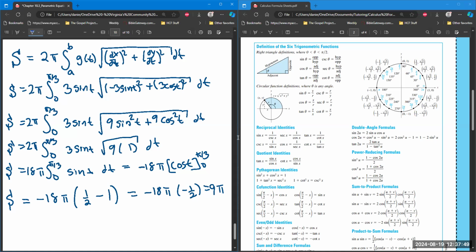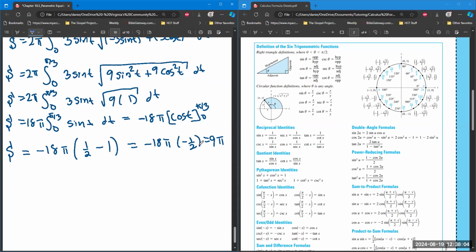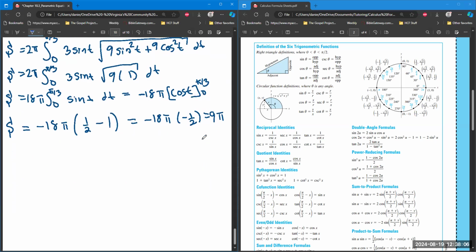Cosine of pi over 3 is 1/2. Cosine of 0 is 1. 1/2 minus 1 is a negative 1/2. And a negative 18 times a negative 1/2 is a positive 9. And I know that that's the correct answer for that one as well.